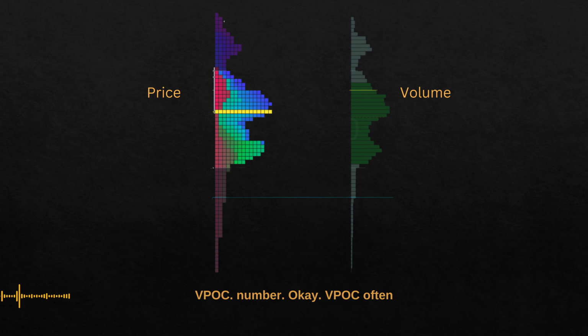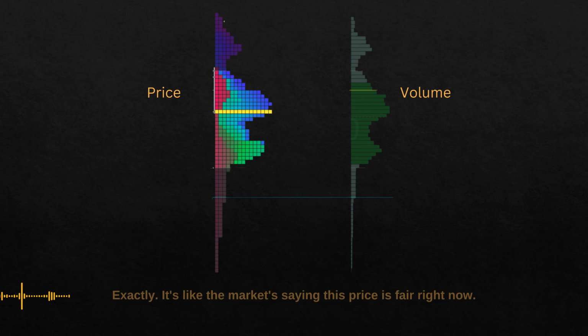This isn't just some random number. VPOC often acts as a magnet for the price, pulling it back in or being the launch pad for the next move. So if I see the price bouncing off the VPOC a few times, that's a clue that level is important. Exactly. It's like the market saying this price is fair right now. And volume profile also shows high volume nodes, or HVNs. More acronyms. And low volume nodes, LVNs.